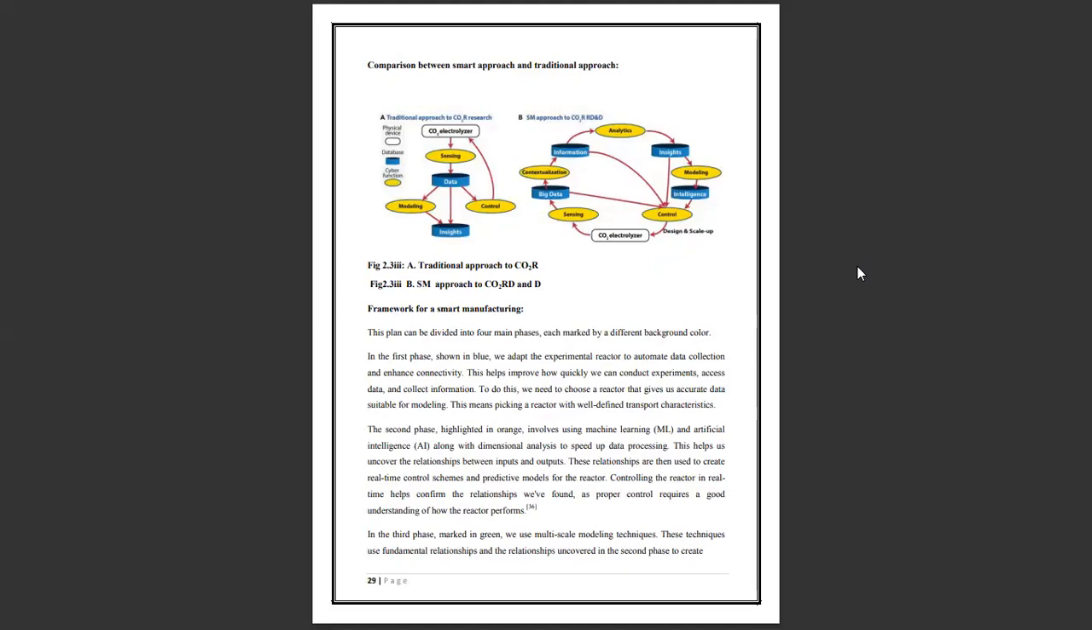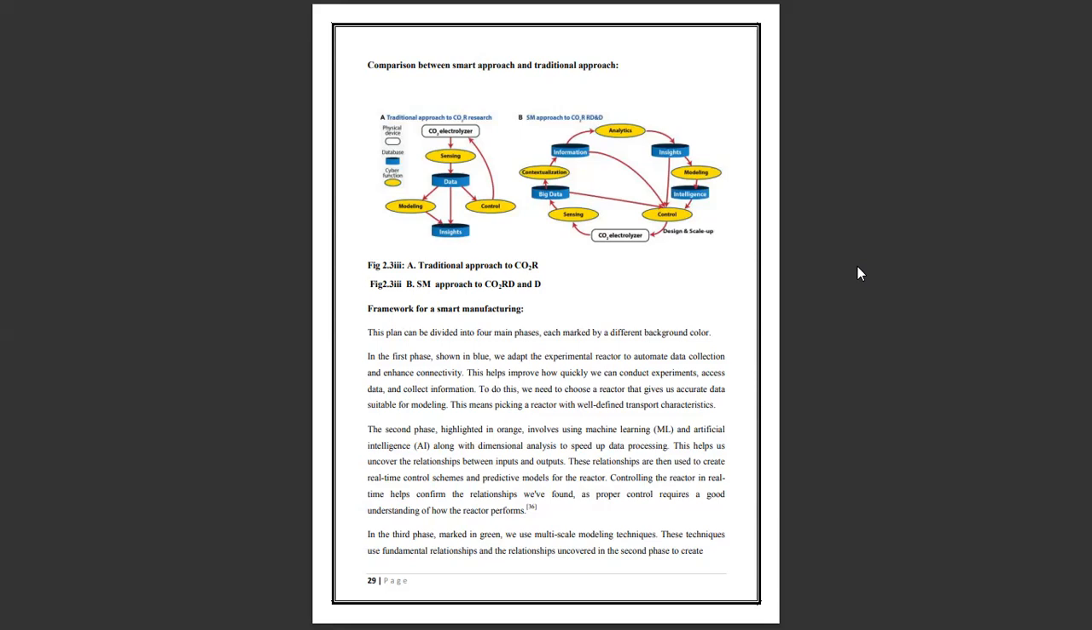So this plan can be divided into four main phases, each marked by different background color. In the first phase, shown in blue, we adopt the experimental reactor to automate data collection and enhance connectivity. This helps improve how quickly we can conduct experiments, assess data, and collect information. To do this, we need to choose a reactor that gives accurate data suitable for modeling. This means picking a reactor with well-defined transport characteristics.